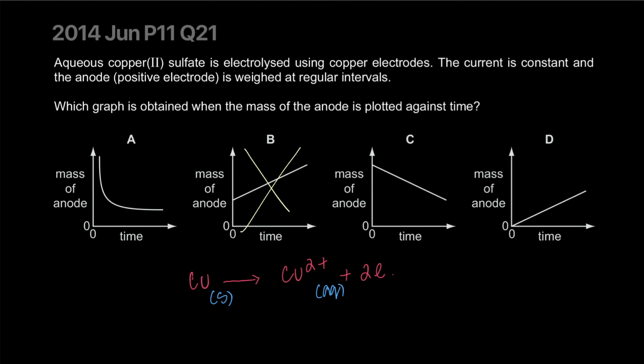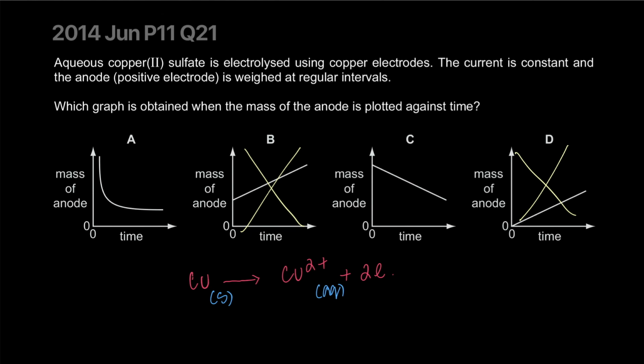B is out and D is out because they're talking about the mass of the anode increasing. Now, is it decreasing at this rate, or is it constantly decreasing? How do we find that out?